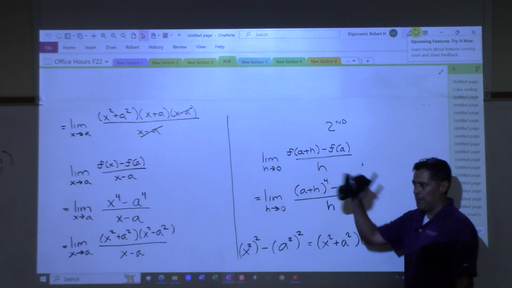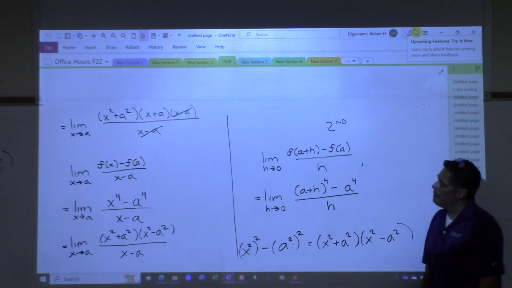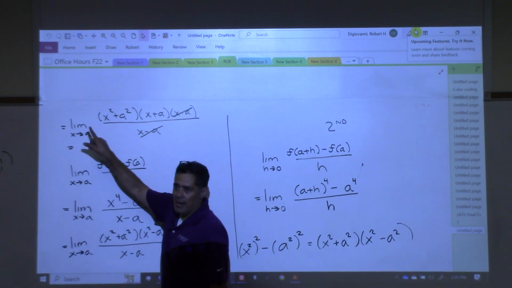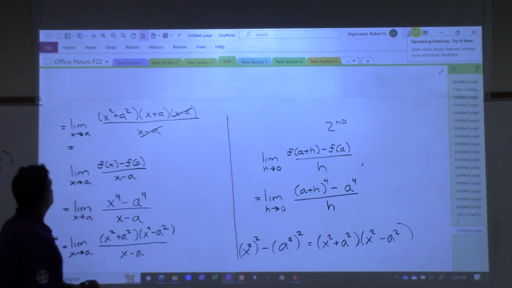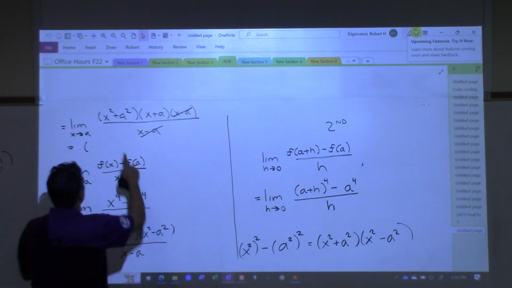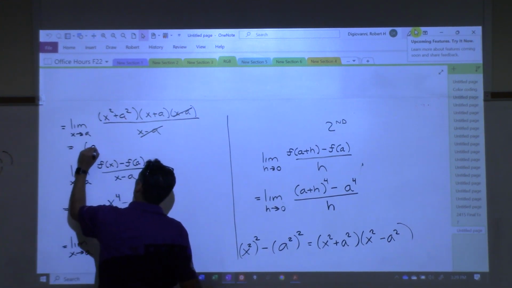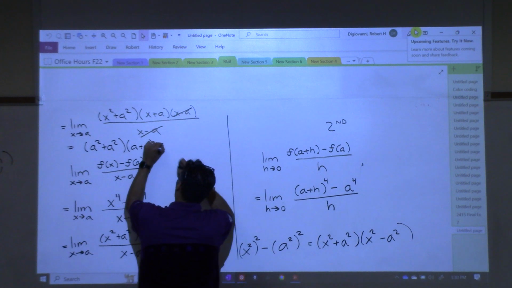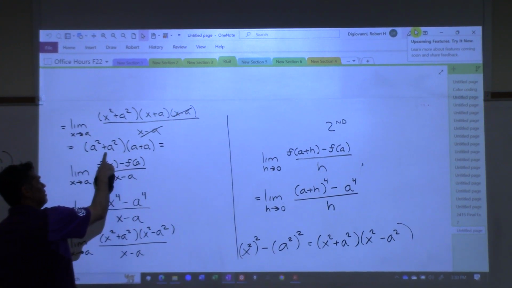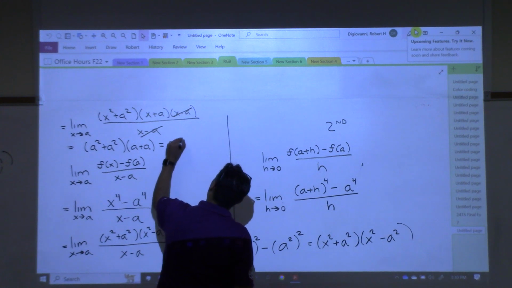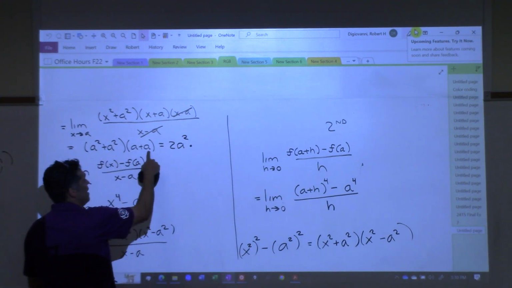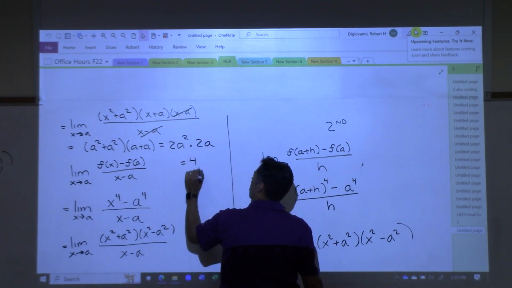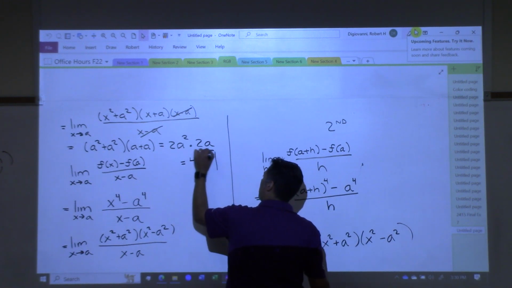Once those go away, I should be able to take the limit. No more limit, right? I'm going to let all my x's go to a's. So I have a squared plus a squared, and then here I have a plus a. A squared plus a squared is 2a squared, times a plus a, which is 2a. 2 times 2 is 4, and a squared times a is a cubed, so you get 4a cubed.